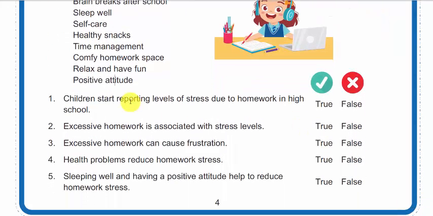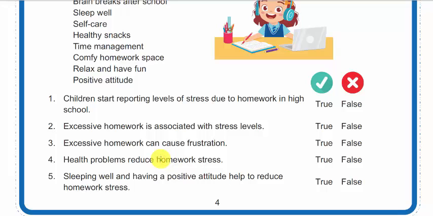5 different sentences. Esa es la información que tienen para responder verdadero o falso para estos siguientes enunciados. Sentence number 1. Children start reporting levels of stress due to homework in high school. Sentence number 2. Excessive homework is associated with stress levels. Sentence number 3. Excessive homework can cause frustration.